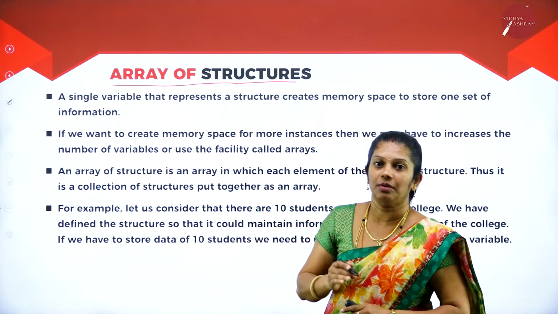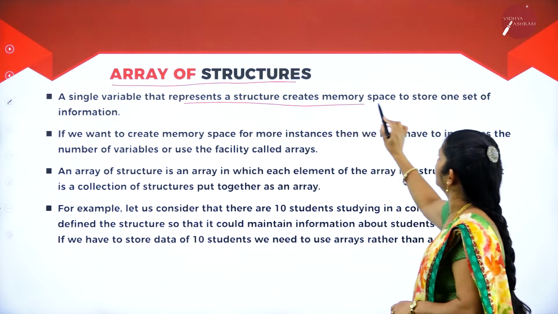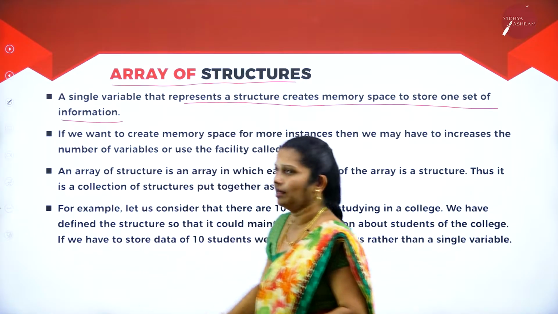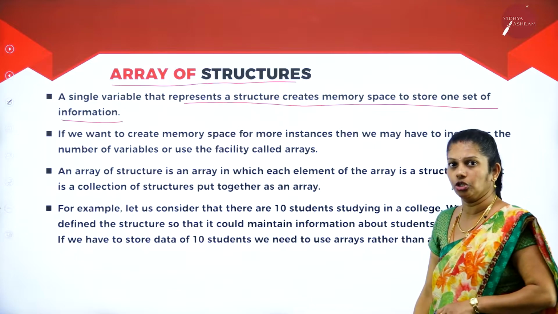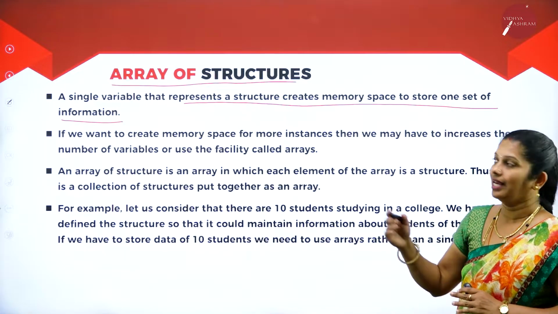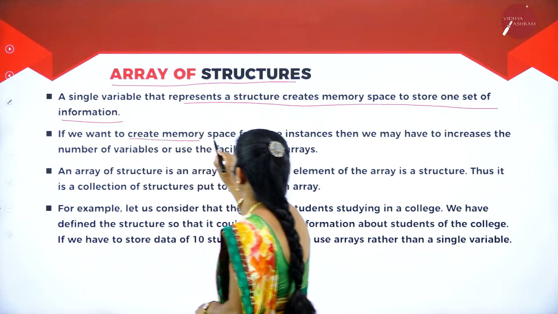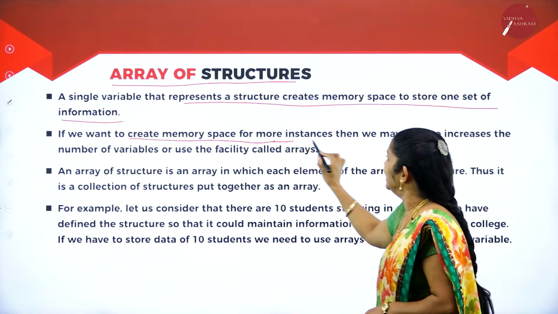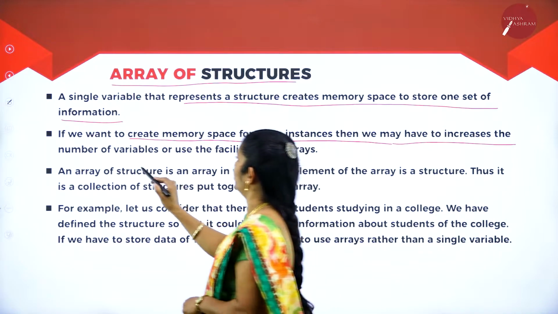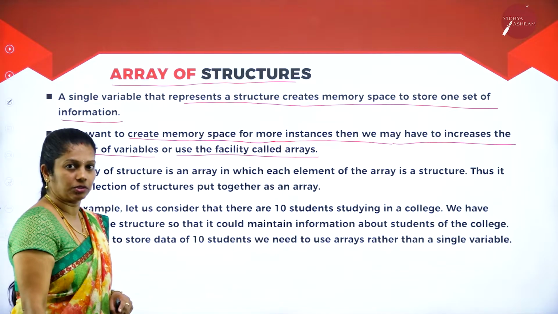It means that all elements are of the same data type. A single variable that represents a structure creates memory space for one set of information. Generally for a variable, only one set of values we are getting. If I want to take a list of variables, then we can use an array of structure here. If we want to create memory space for more instances, then we may have to increase the number of variables or use the facility called arrays.